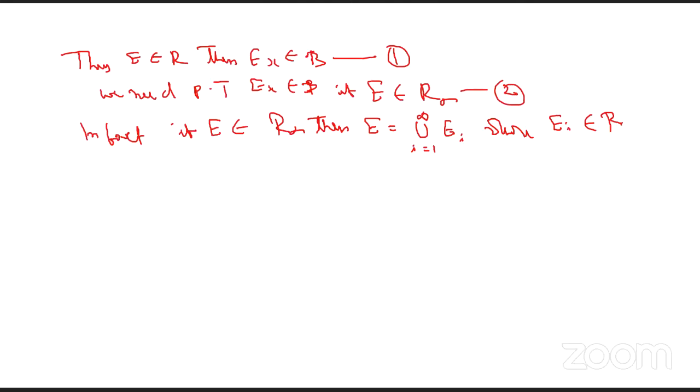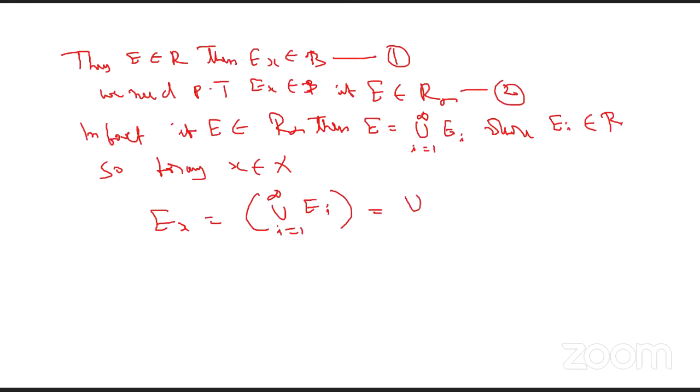So that for any x belonging to capital X, E of x equals the union, i equal to 1 to infinity, of E_i of x.